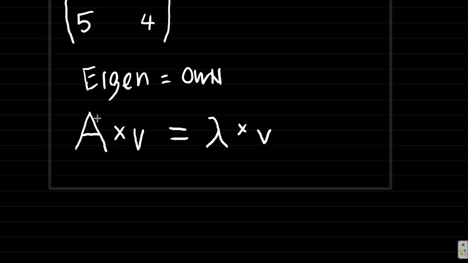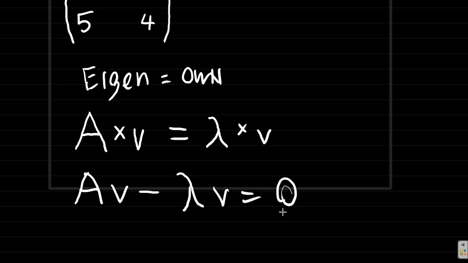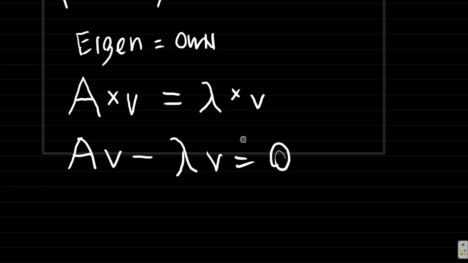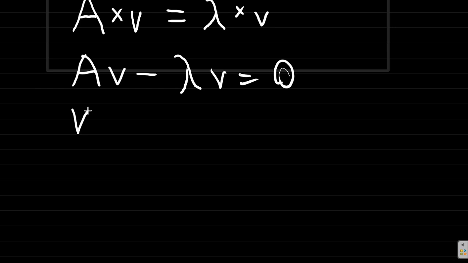Now, if we subtract lambda times V from both sides of the equation, we have the matrix times its vector minus the eigenvalue times its vector equals 0. Now, we can factor out the eigenvector V, so we have V times the matrix minus its value is equal to 0.